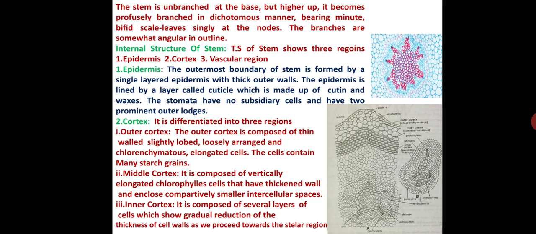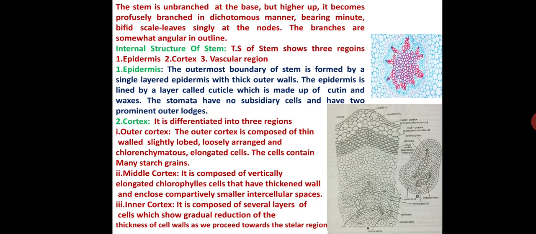One is epidermis, cortex, and vascular region. First, we discuss the epidermis. The outermost boundary of the stem is formed by a single layer of epidermis with thick outer walls. The epidermis is lined by a layer called cuticle, which is made up of cutin and waxes. The stomata have no subsidiary cells and have two prominent outer lobes.